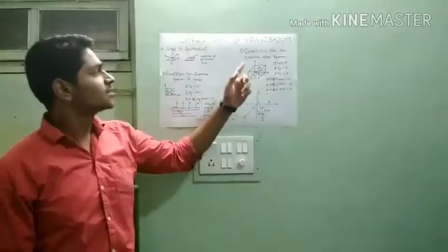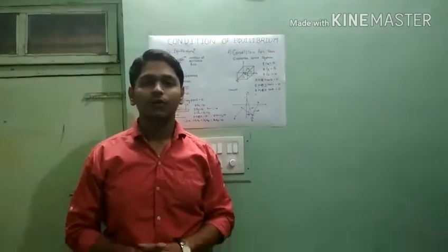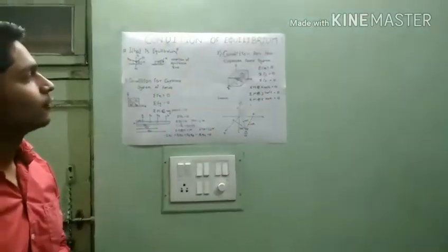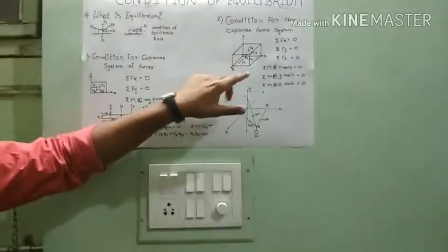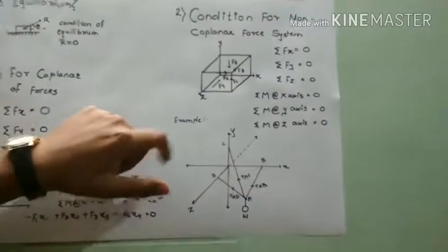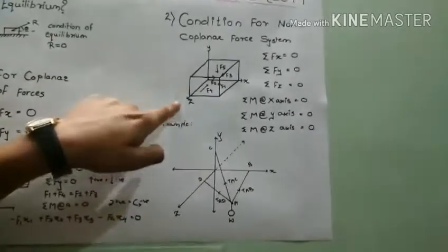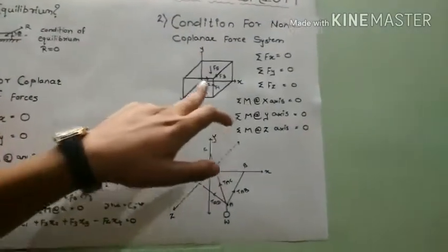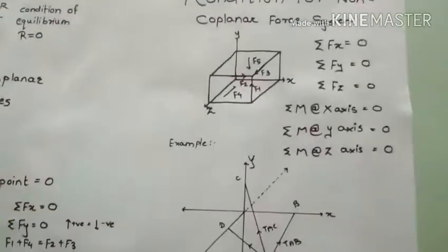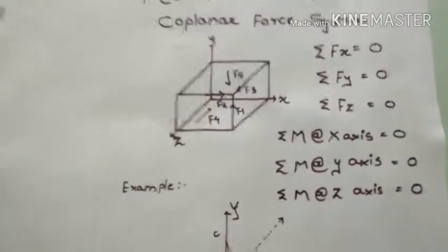Now we will go towards the condition of equilibrium for a non-coplanar system. First of all, we should know what is meant by a non-coplanar force system. That is, all forces acting on a body do not lie in the same plane. See here, this is the x-axis, y-axis and z-axis. All the forces F1, F2, F3, F4, F5 are not acting in one particular plane. This is called a non-coplanar force system.